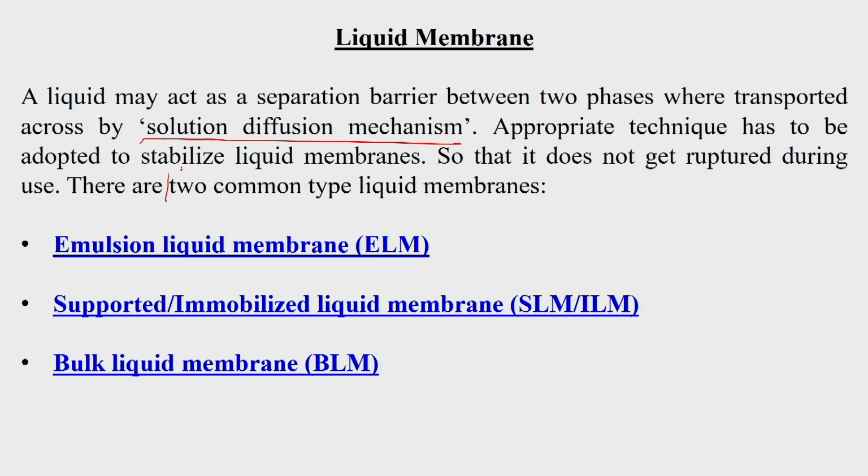So, there are three common types of liquid membranes. One is the emulsified liquid membrane, another is the supported or immobilized liquid membrane, and the third one is the bulk liquid membrane. Okay.